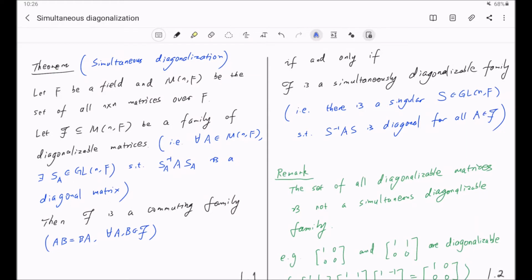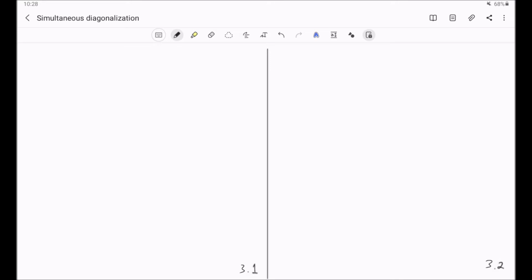Let's prove this theorem on simultaneous diagonalization. We'll first prove the backward direction, which is easier. Now we assume that F is a simultaneously diagonalizable family.